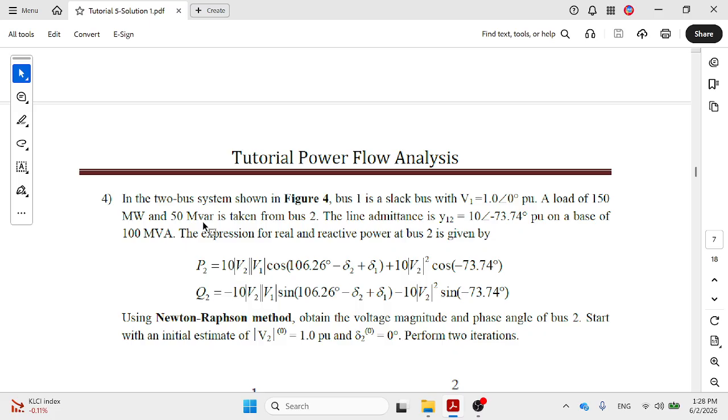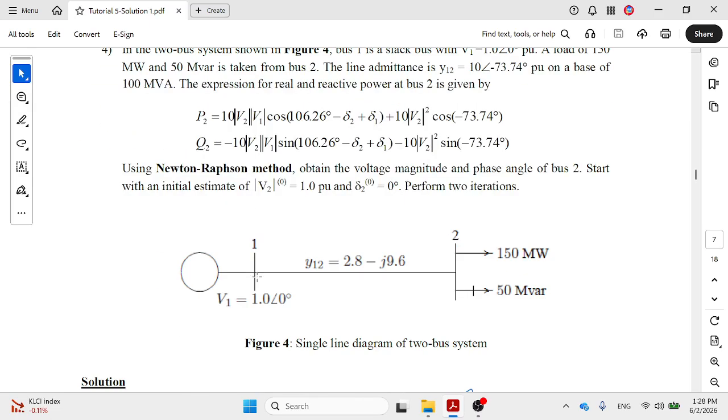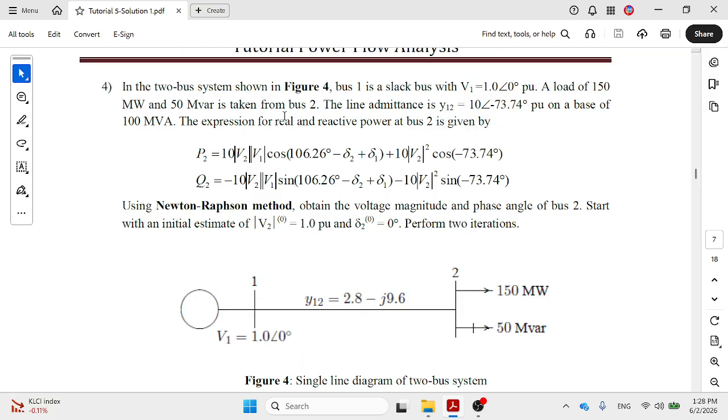For question 4, as you can see here, it's a two-bus test system, a very simple one. The voltage of bus 1 is given as 1 with angle 0, and bus 1 is connected to a generator, so it's a slack bus. The voltage and angle are always constant, but bus 2 is connected to a load which is 150 megawatt and 50 megawatt, and the base of the system is 100 megavolt-amp.